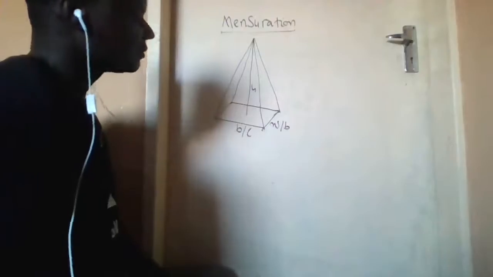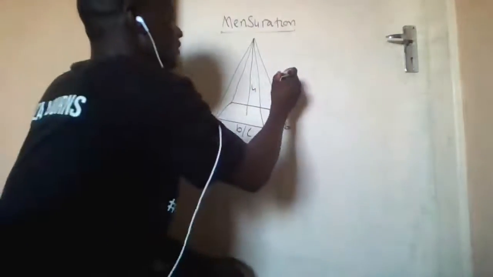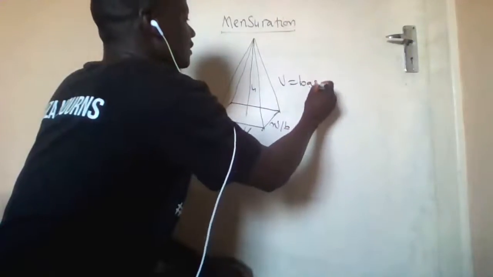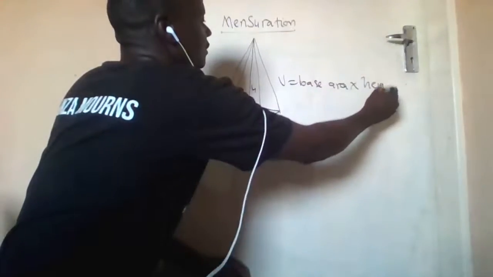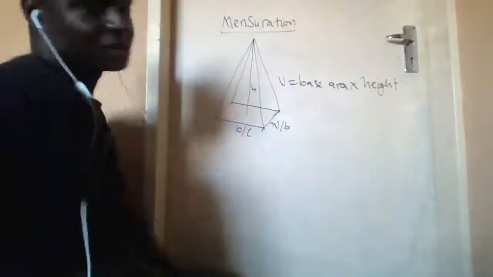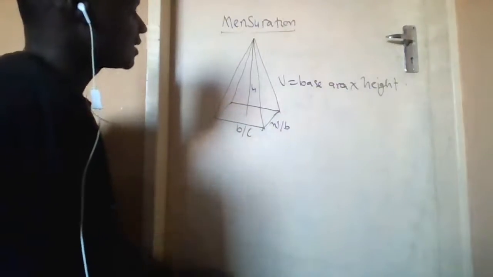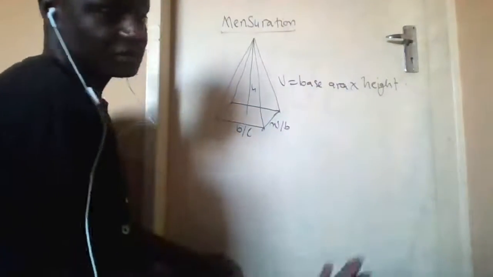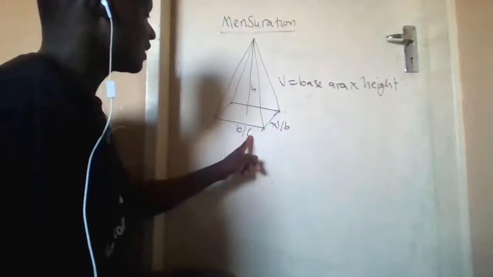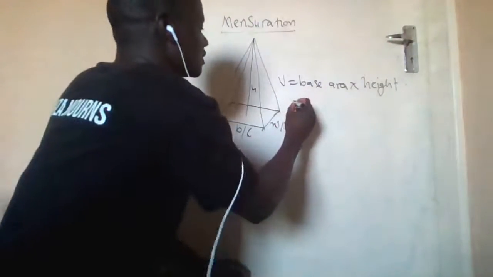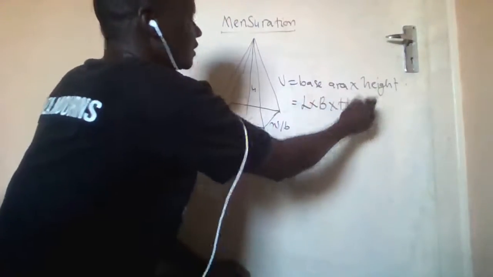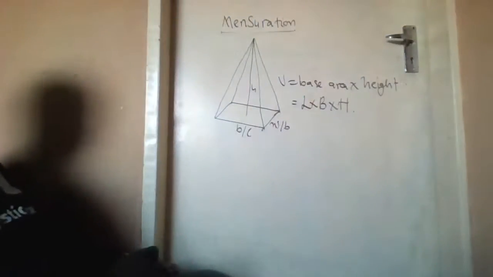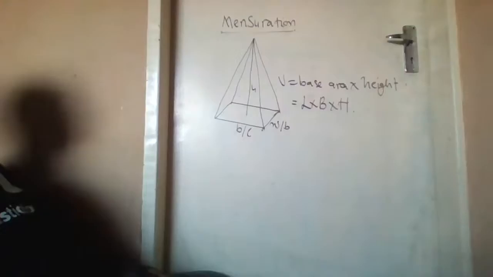So how do you find the volume? It's the same thing. Volume is equal to base area times height. But what is the shape of the base? It's a rectangle. How do you find the area of the rectangle? Multiply the length and the breadth. So we're going to say it's the length times the breadth times the height. That's how you can find the volume of a prism.